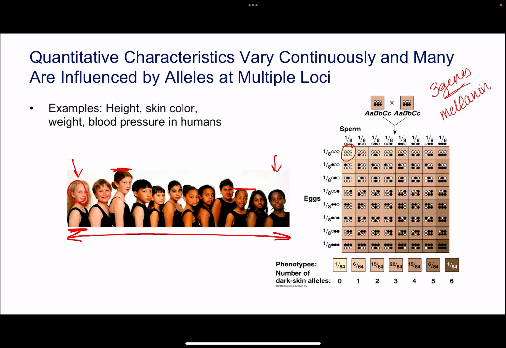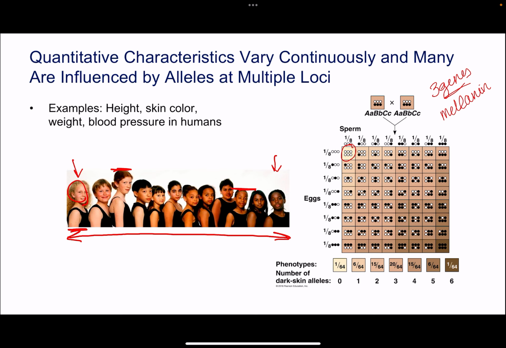And it's really hard to distinguish these specific phenotypes. So it's really hard to sort of draw a line in the sand and say, these girls have light skin color, medium skin color, and dark skin color. We could sort of arbitrarily set something, but the more individuals that you have, the harder it's going to be to put them into those distinct categories.